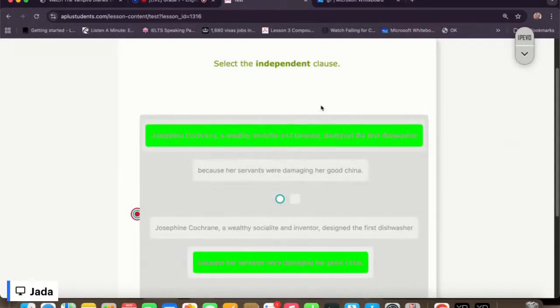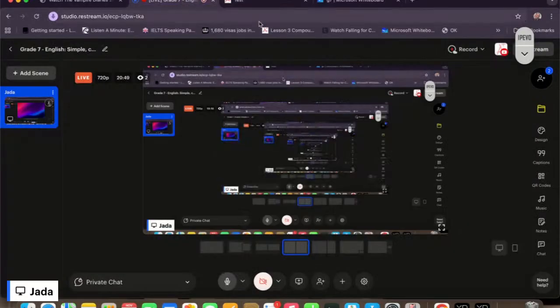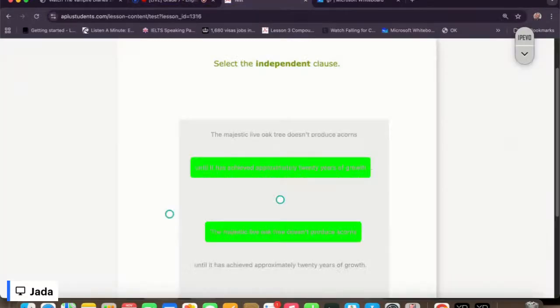So independent, we have the first one. Then the independent also. The majestic live oak tree doesn't produce acorns until it has achieved approximately 20 years of growth. First or second?